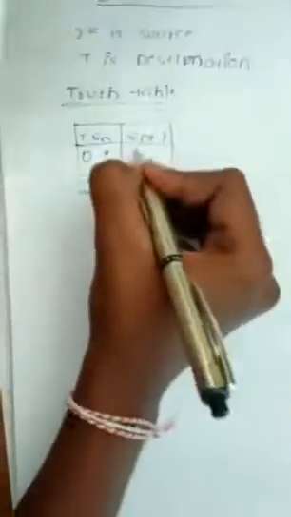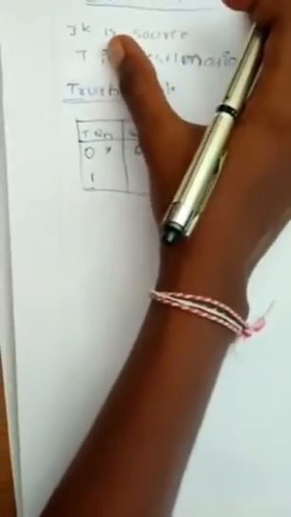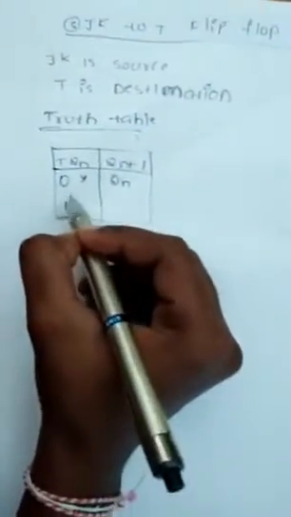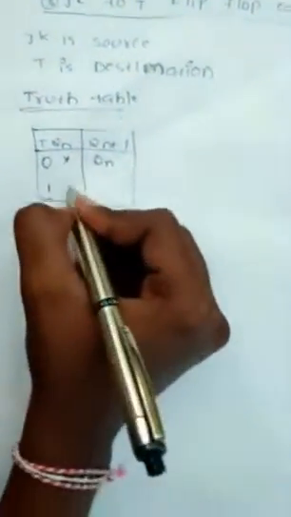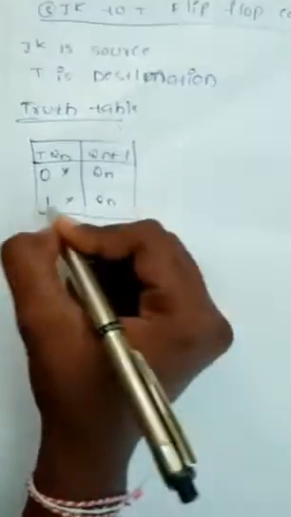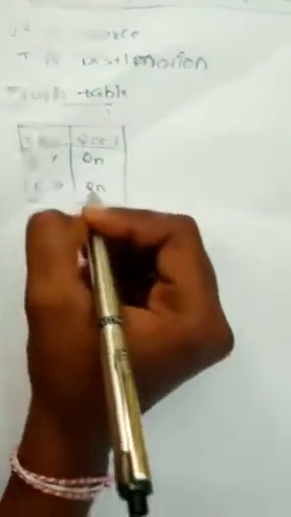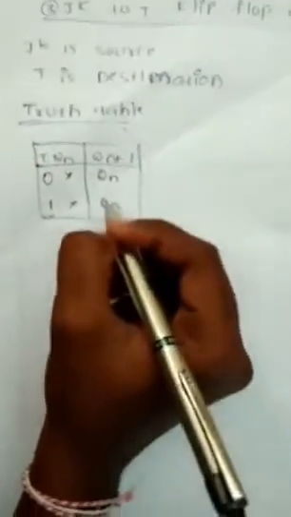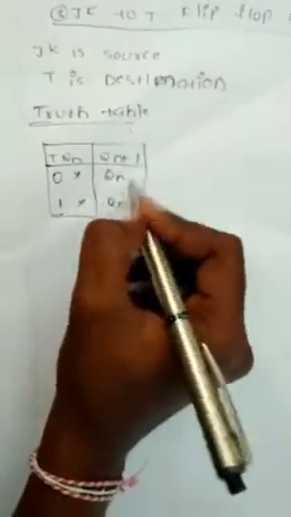Next, Q of n means the present state only. Next, 1 and x. This is active, and active means toggle, so Q of n bar is the toggle of Q of n. Here Q of n bar means the present state. This truth table is completed. This is the truth table of T.